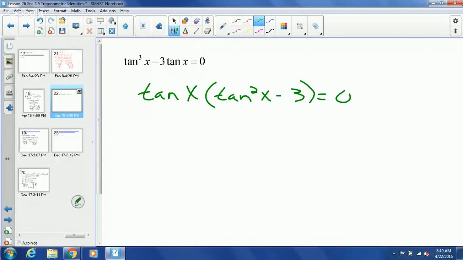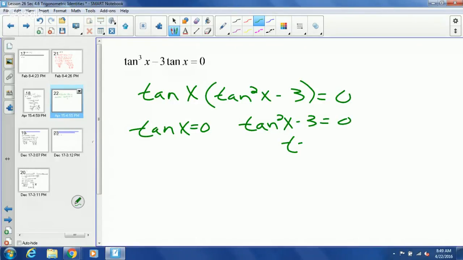All right, so you're saying I can do it. Let's see if we can. First of all, the first one's easy. It's just tan of x is equal to 0. I'll let you tell me what that is. The other one is tan squared of x minus 3 equals 0.